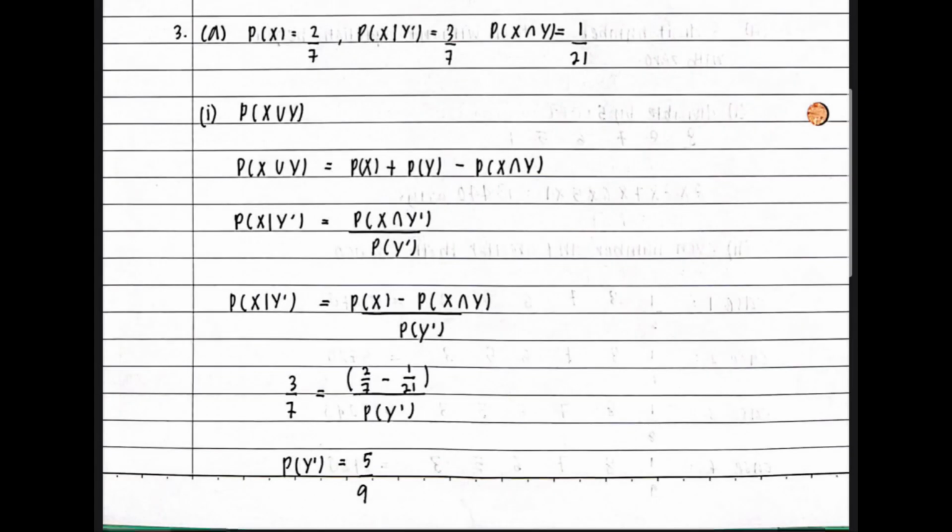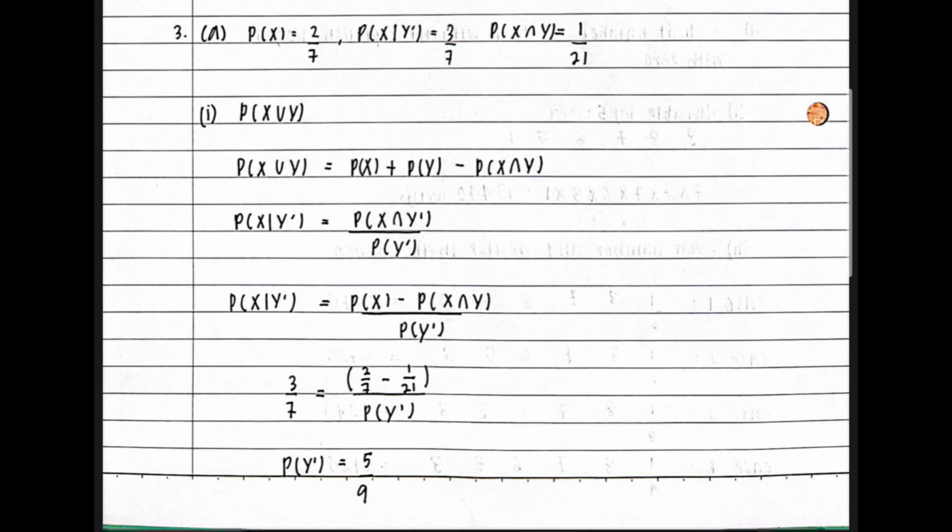For question number 3A, given that X and Y are two events with the following probabilities: probability X equals 2 over 7, probability X given Y prime equals 3 over 7, and the probability X intersect Y equals 1 over 21. For question A1, find P(X union Y).